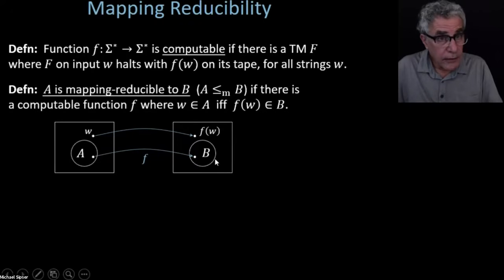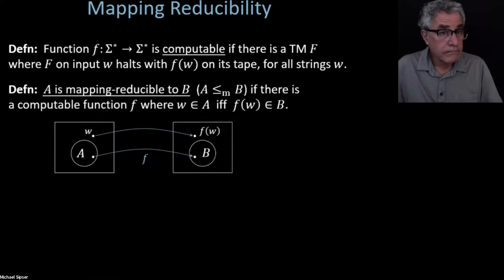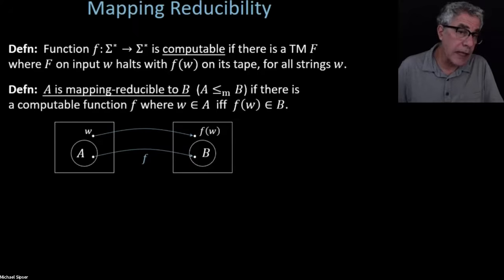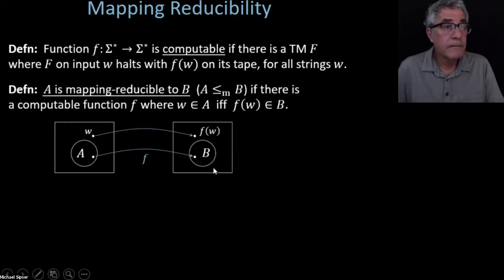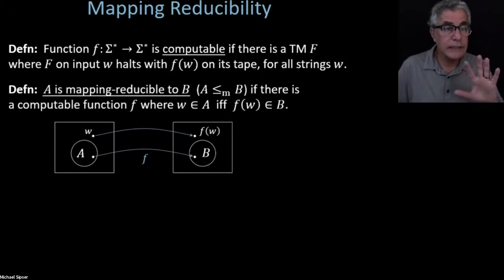Because if you have some input and you want to know whether it is in A or not, you can now apply F and test whether F of W is in B. So to test if W is in A, you instead test whether F of W is in B. We're assuming we have an F that shows that A is reducible to B. So if you could solve the B problem, that gives you a way to solve the A problem. We're going to say this several times in several different ways, so if you didn't quite get it yet, don't panic.